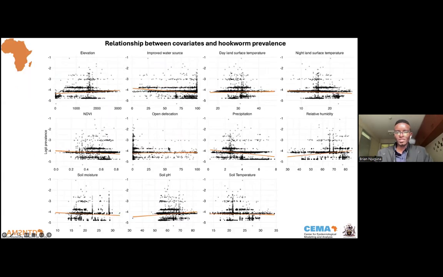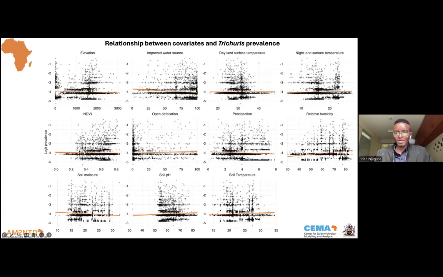So then we investigated the relationship between our covariates and each STH species prevalence. What you can see, for example, in Hookworm prevalence, is that there is no really linear relationship between our covariates and the Hookworm prevalence, because these lines tend to be flat mostly, except, for example, in relative humidity, but the linear relationship is quite weak. And this was also observed in the Trichuris prevalence, where on the x-axis, of course, we have the covariate, and on the y-axis, we have the logit prevalence.